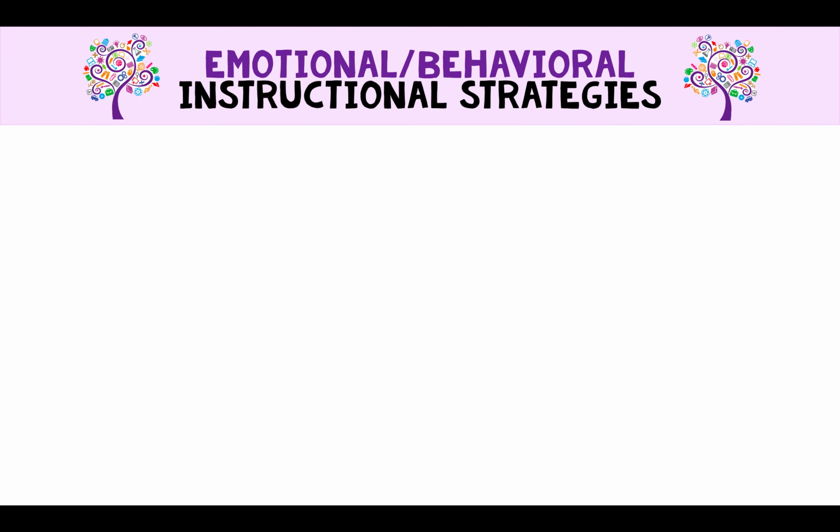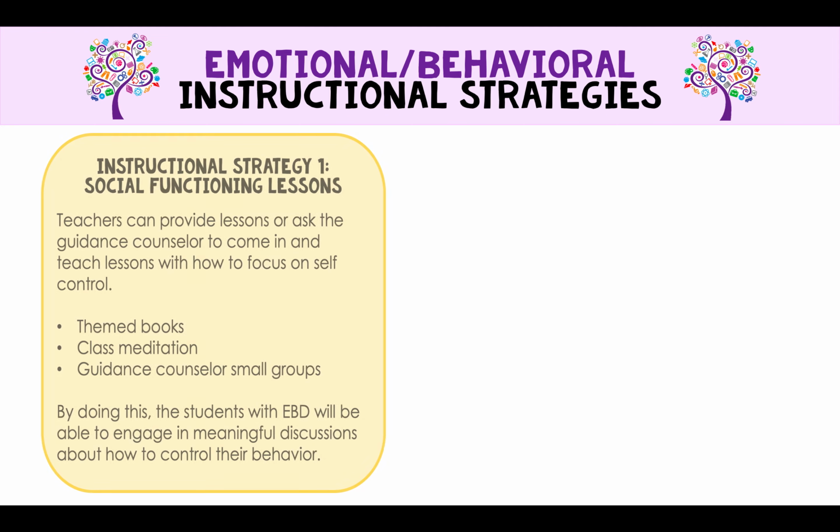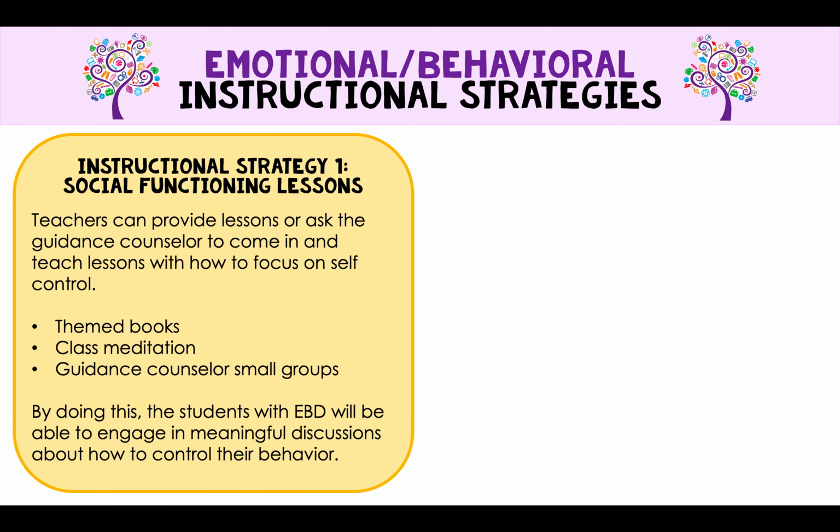Two ideas of instructional strategies that teachers could implement with emotional behavioral disability students are social function lessons and student visual reflective aids. To help teach those social skills that not all students may have, teachers could once again do a lesson with a book, have the guidance counselor do a lesson for the class, or even send the student to a guidance counselor for a small student support group. This will help those students who are not getting those model behaviors have a better understanding of how to act while they're at school, and they'll have an opportunity to engage in a discussion about it.